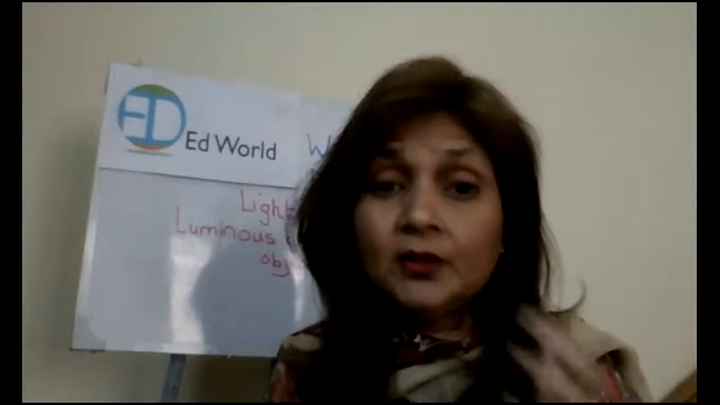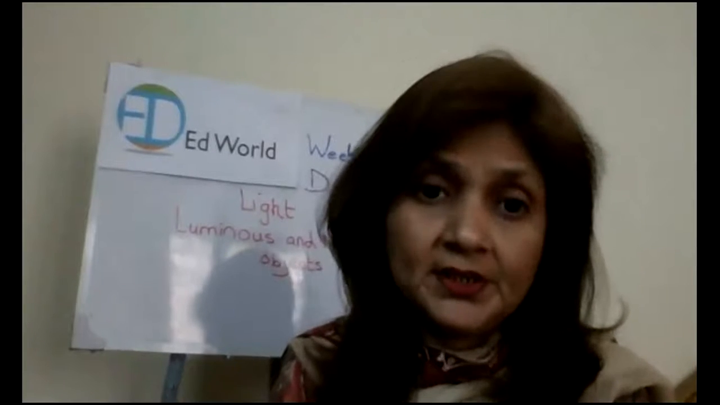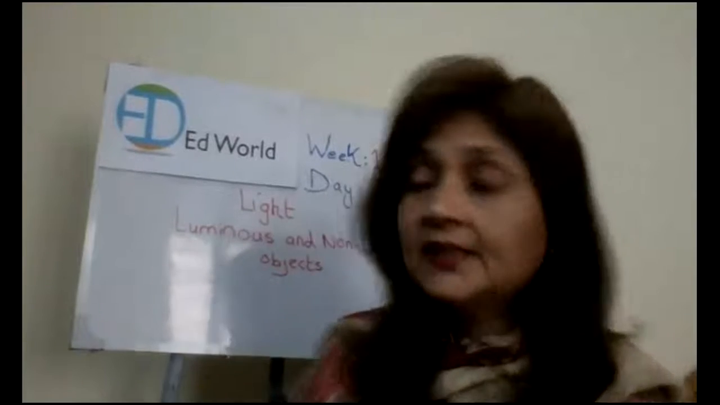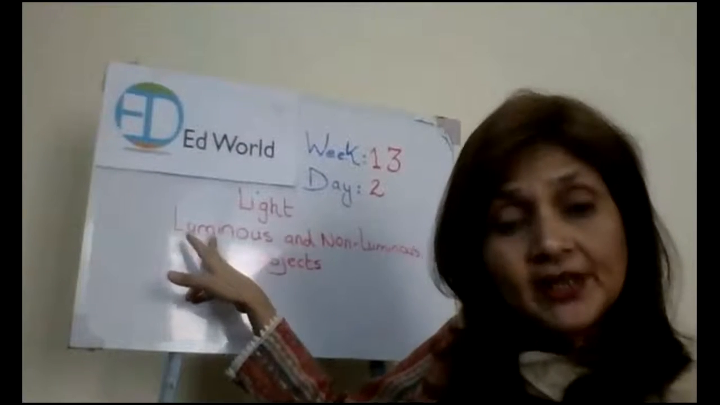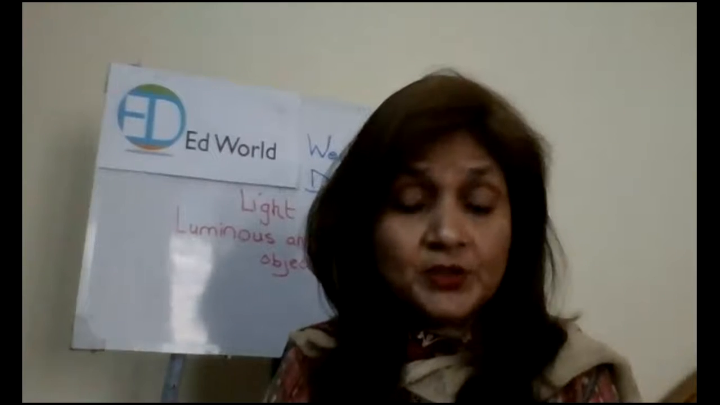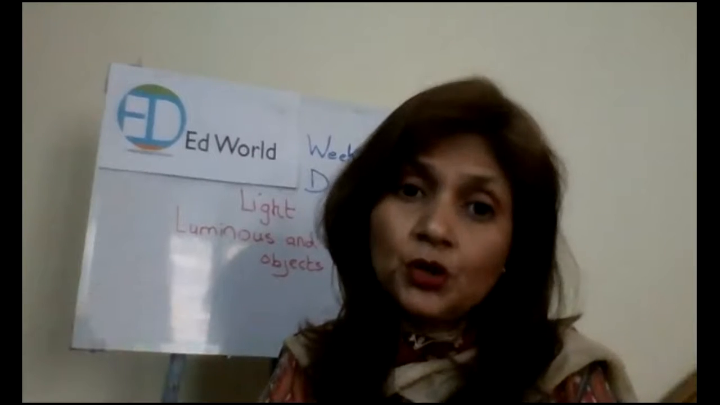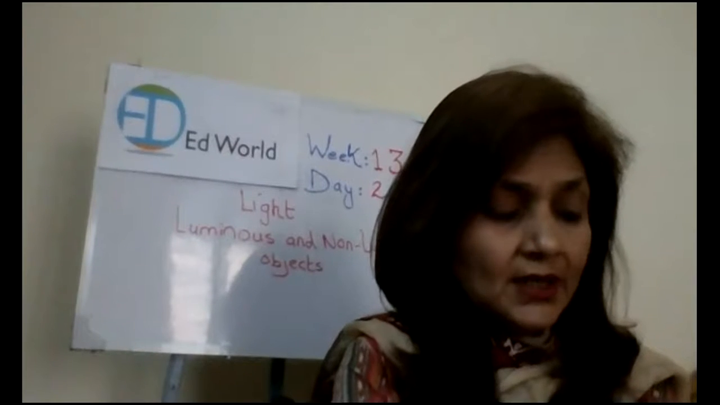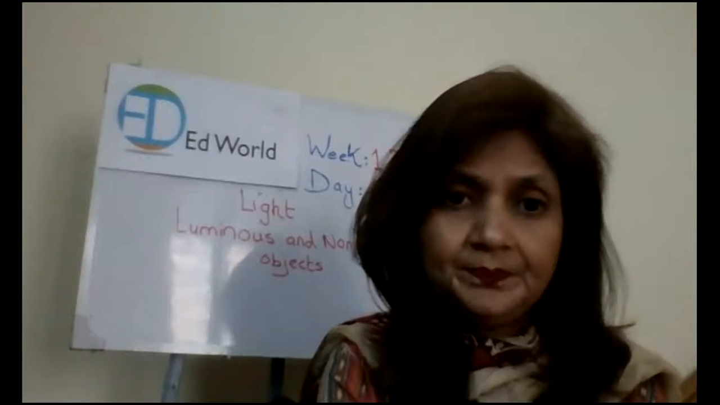Whereas the other objects are non-luminous. Why? Because the objects that have their own light, they are luminous objects. The other object does not have any light. We can only get light through this object if we shine a torch or a light on that object. So those are the non-luminous objects, right?